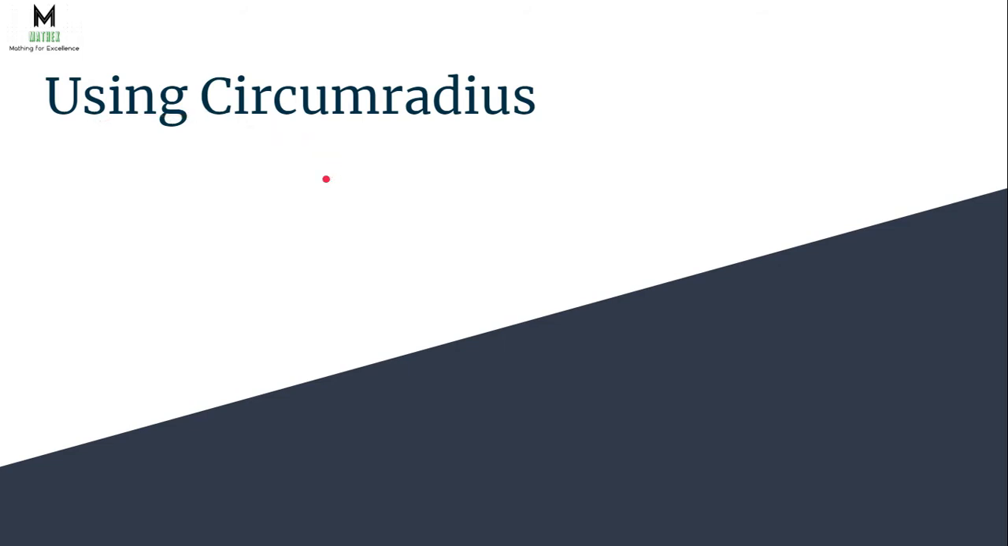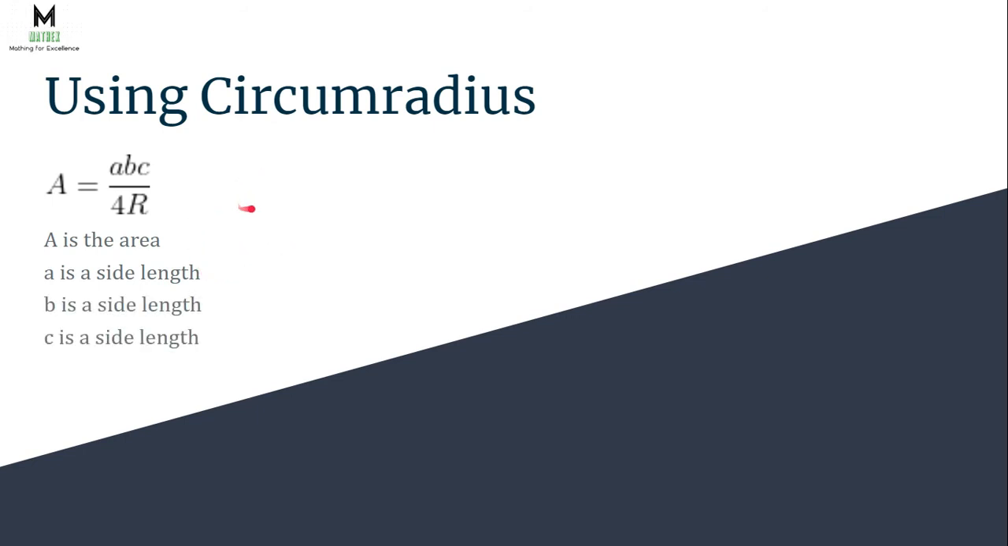Now, here's the formula. A equals abc over 4R, where A is the area, a is a side length, b is another side length, c is another side length, and R is the circumradius. So it's quite a cute little formula. Not that much stuff to remember. We have a product of all the side lengths on top. We have 4 times the circumradius below. And this is all equal to the area of the said triangle.